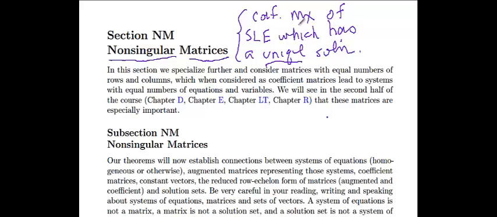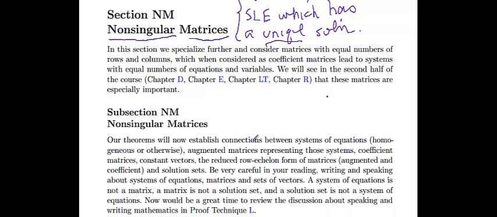We've seen that systems of linear equations can either have no solution, one solution, or infinitely many solutions. Here we're talking about the case where there's exactly one solution, and it turns out that when you have that case, the coefficient matrix is a non-singular matrix, and vice versa.